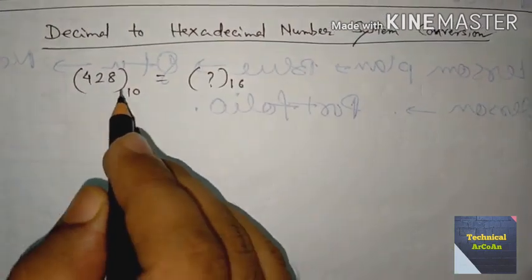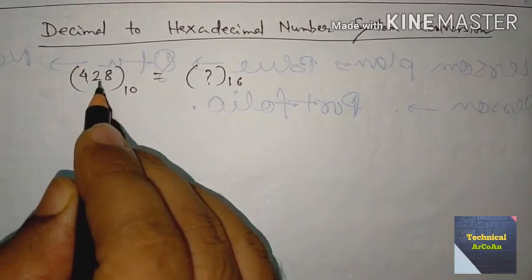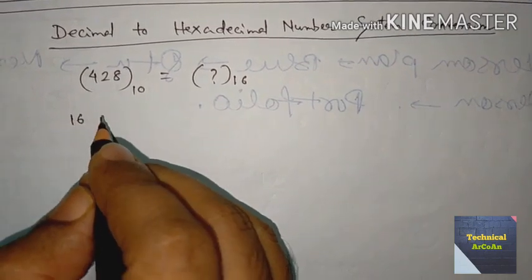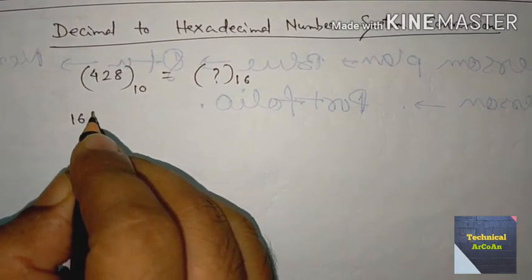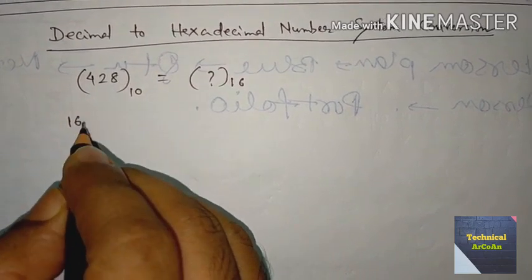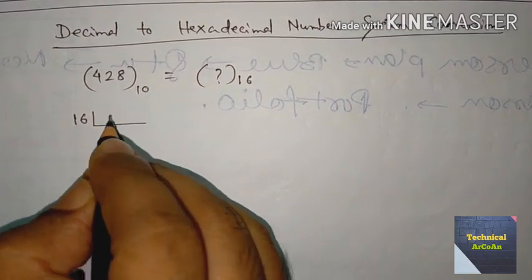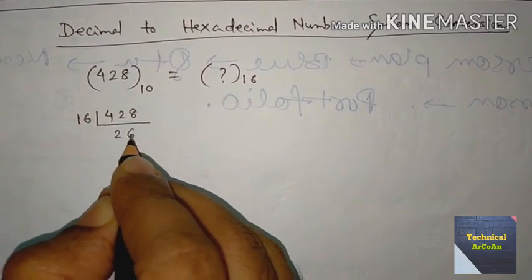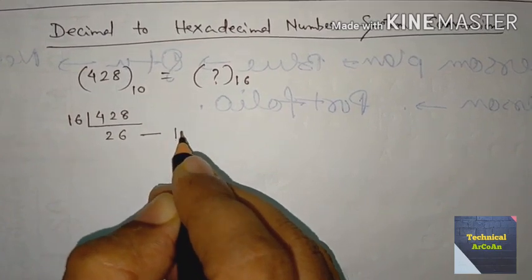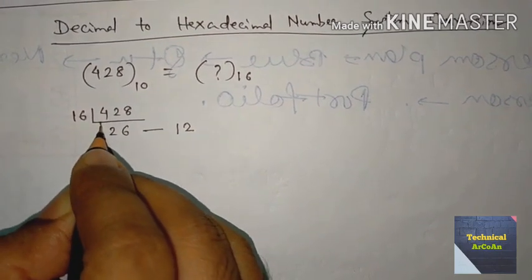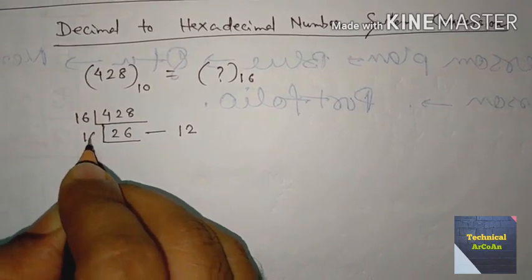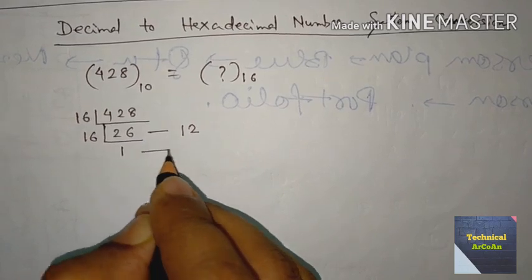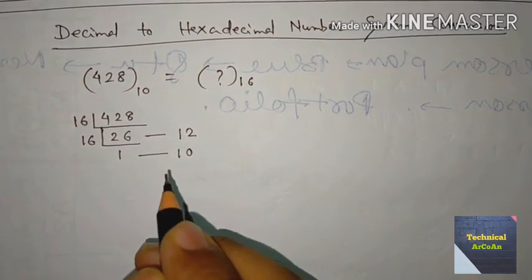Okay. Now we take another example, 428 in decimal, and convert it into hexadecimal. So the same procedure as binary and octal, we are just dividing 428 by 16. Why? Because the hexadecimal base is 16. Now what will be the quotient? The quotient will be 26, and the remainder will be 12. Next step, again divide by 16, and 1 will be the quotient and 10 will be the remainder.